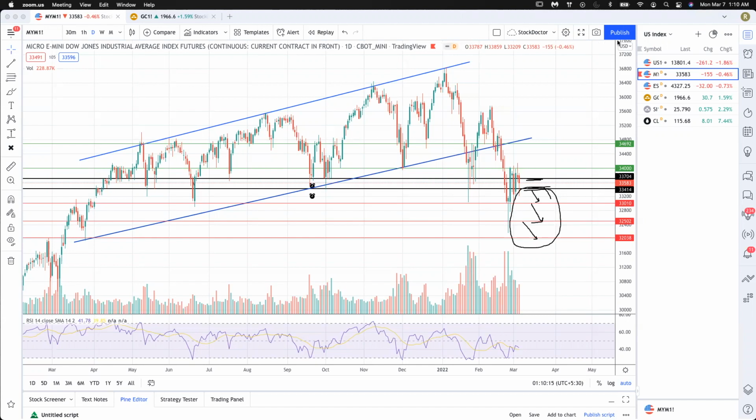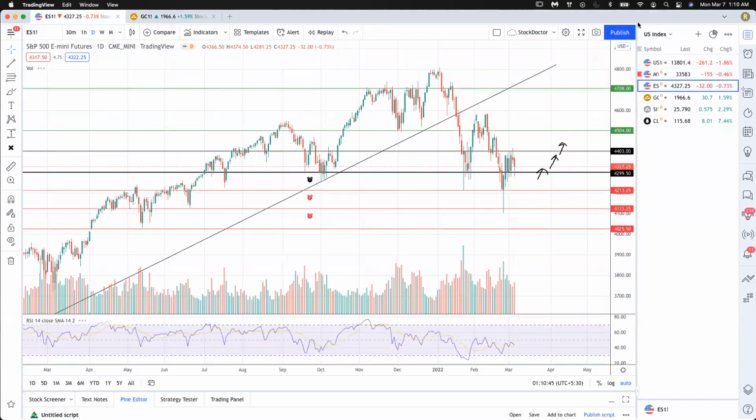If it starts trading above 33,700, then the first immediate target is 34,000. The second target is 34,400. The third target is 34,700. And if it starts trading above 34,700 continuously, then we will think about upside in the market, right? So please take note of these levels.